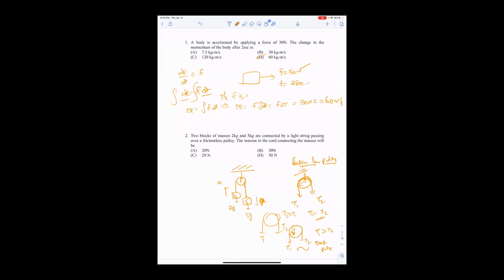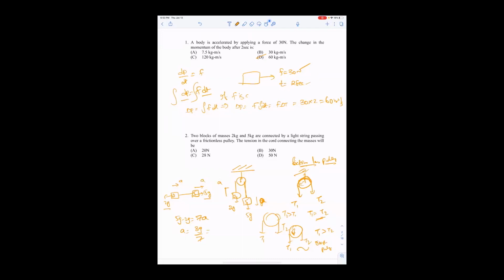I can just redraw the diagram this way: 2 kg, 5 kg. Assume this is going right, so this is also going right. This way 5g, this way 2g. Now the net will be rightward, no? So what is the net force? 5g minus 2g is equal to, what is the mass? Total mass, both are having the same acceleration. 5 plus 2, 7a. So acceleration is equal to 3g by 7.